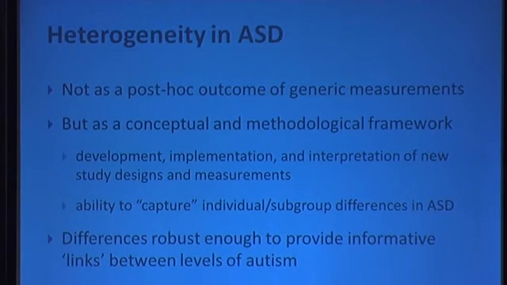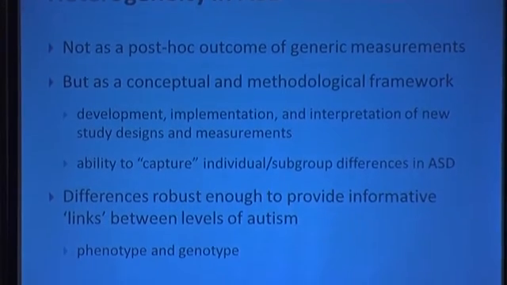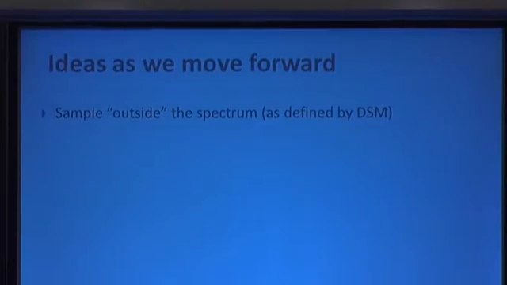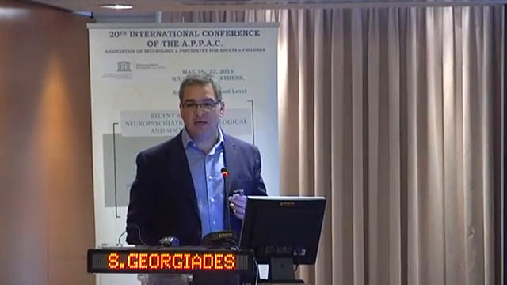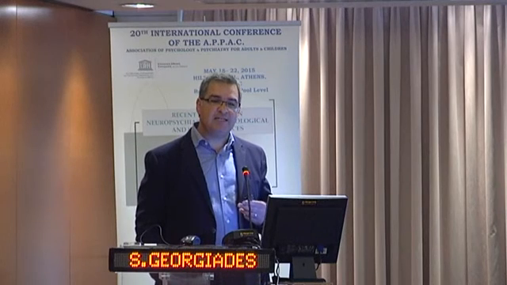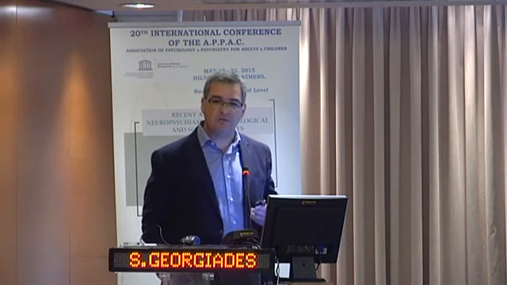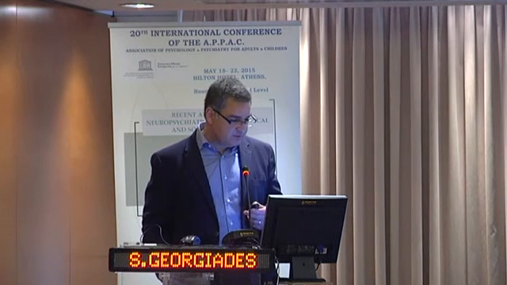not only at the phenotype clinical symptom level, but also at the genotype, and make the links between the 2 different levels. Some ideas as we move forward. We believe that it's important to start sampling outside the spectrum. Just because a child does not meet the full diagnostic criteria, it does not mean that that child doesn't have challenges associated with autism. So that could inform our understanding of the disorder.